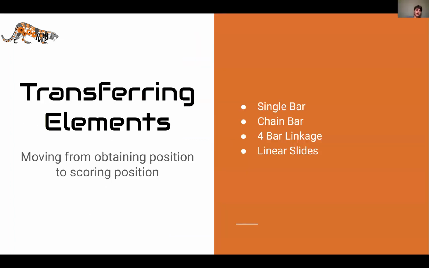Now that you've collected the element, you need to transfer it into the position where you want the scoring element to be for when you score it. There you can use certain mechanisms such as the single bar, the chain bar, the 4-bar linkage, or the linear slides, which we will get into shortly.